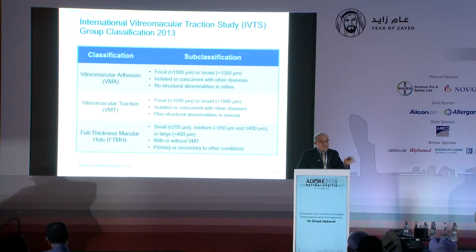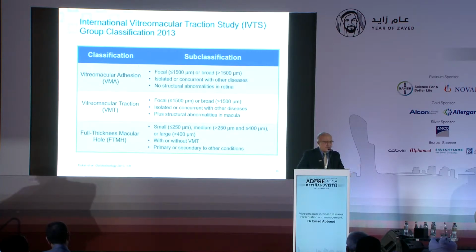And these are the terms that we use for the conditions or the various stages, and I will show you now on the OCT. If the vitreous is not causing any structural abnormality in the retina, it's still adherent in the center of the macula, but separated elsewhere. This is called vitreomacular adhesion, and it can be focal or broad. And if it causes any structural abnormality, we call it vitreomacular traction.